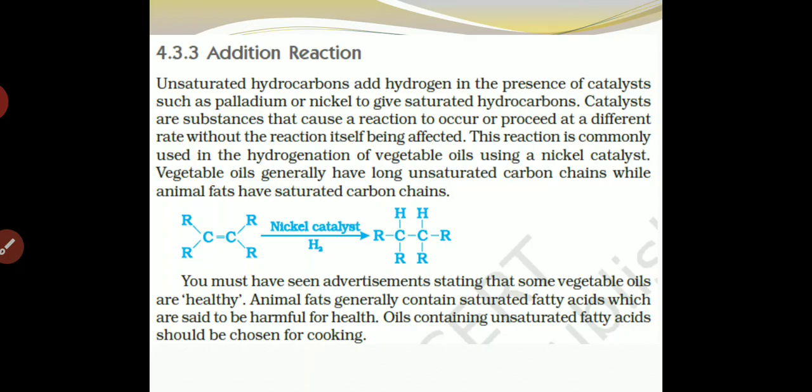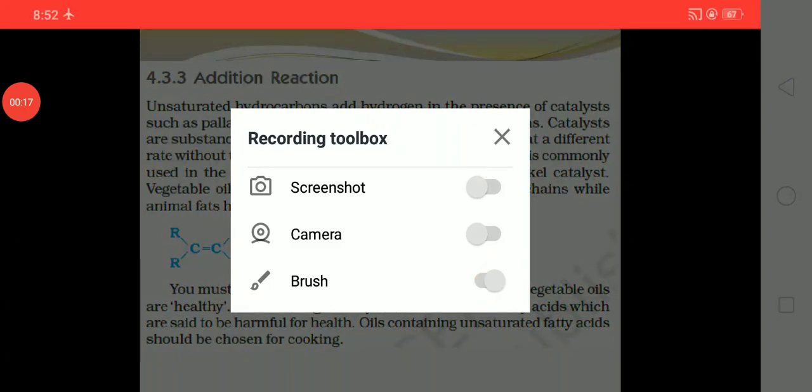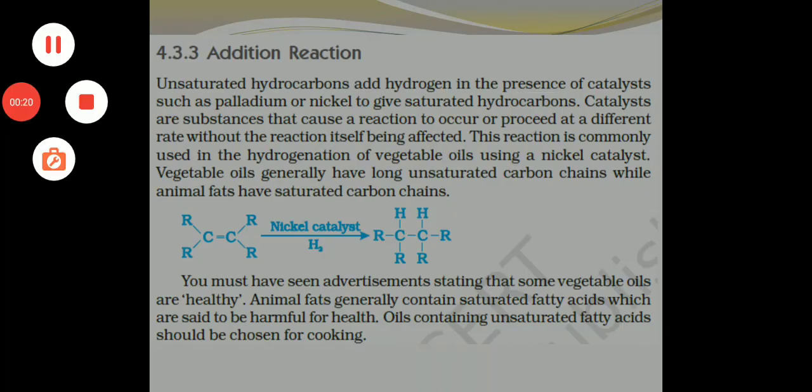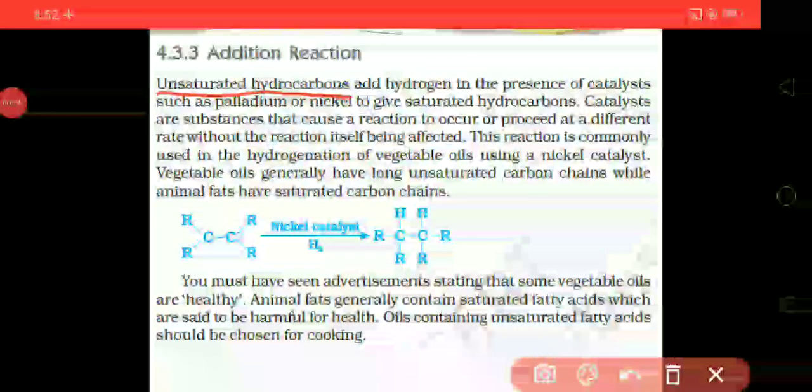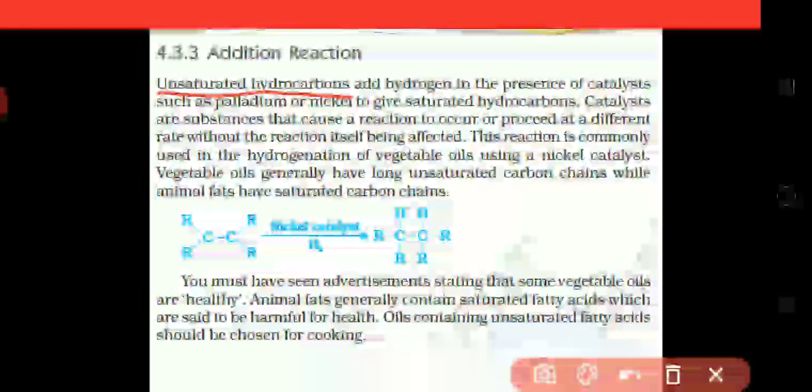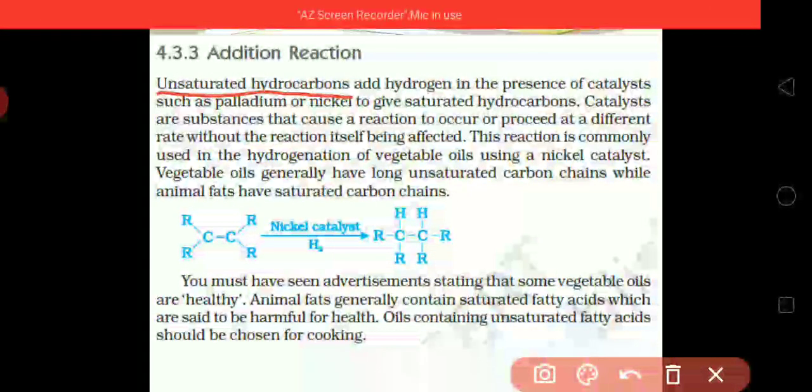Addition reaction. Unsaturated hydrocarbons add hydrogen in the presence of catalysts such as palladium or nickel to give a saturated hydrocarbon. Catalysts are substances that cause a reaction to occur or proceed at a different rate without the catalyst itself being affected.